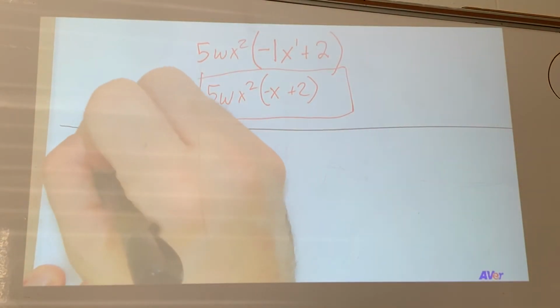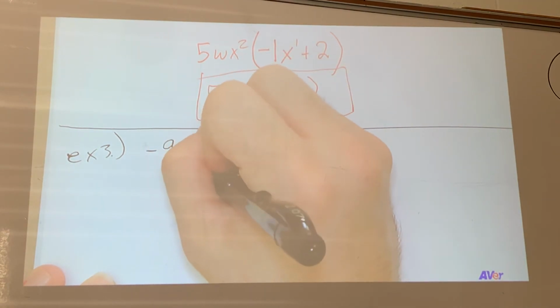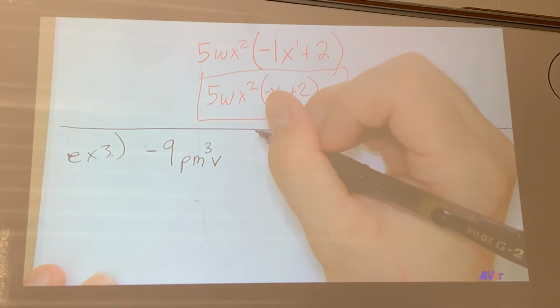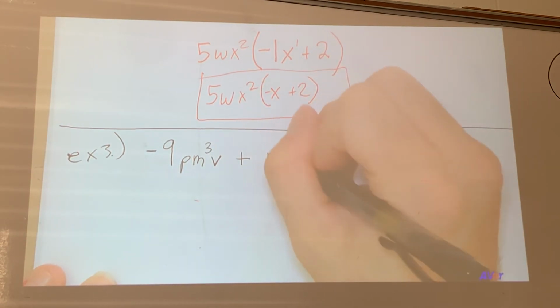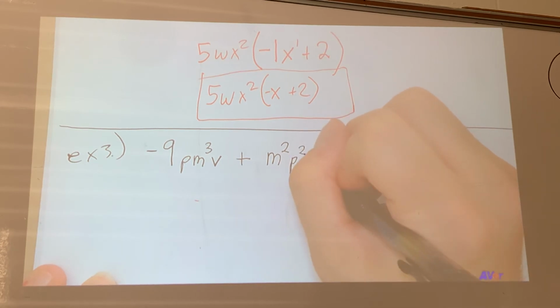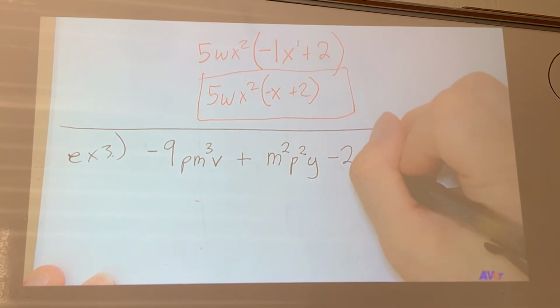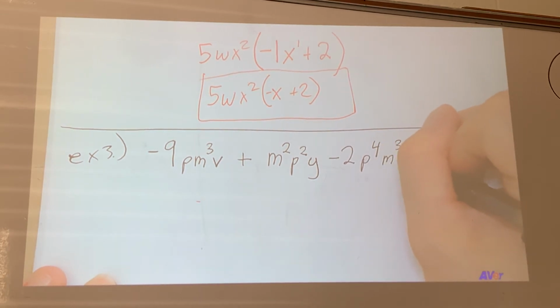all right, example 3. Negative 9 PM cubed V plus M squared P squared Y minus 2 P to the 4th M cubed V.